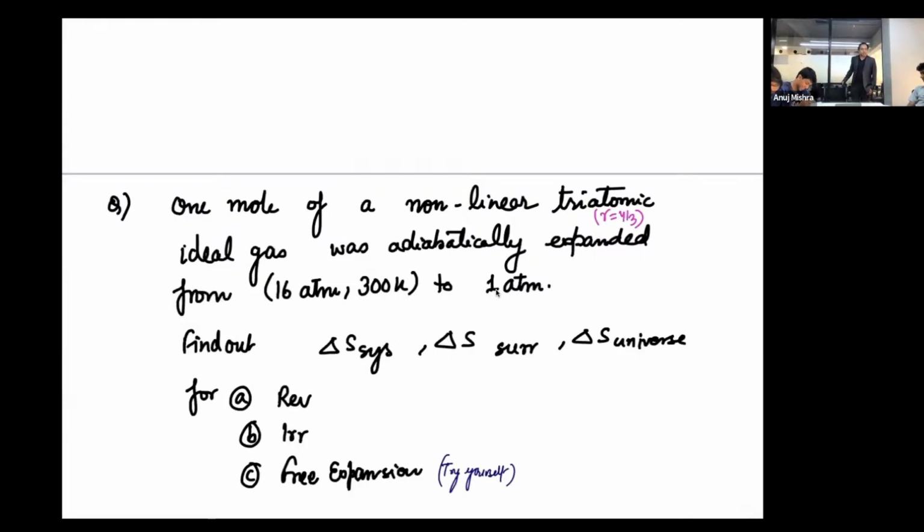For the reversible part, all three are zero. Why is the surrounding zero? Because it's not exchanging heat with the surrounding; adiabatic is a cut off, no? The surrounding cannot exchange heat at all, so it is zero. Delta system is zero because dq is zero. dq upon T is your formula, no? dq itself is zero, so the integral of dq upon T will also be zero. So note down: delta system is zero, delta surrounding is zero, delta universe is zero.